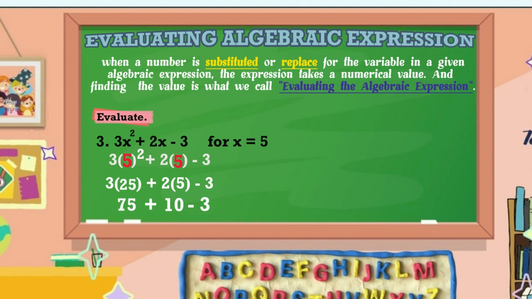And then let's proceed to addition. 75 plus 10 is equals to 85. Then copy the last operation, which is subtraction. So it will be 85 minus 3. So our answer is 82. Correct. Let's have more.